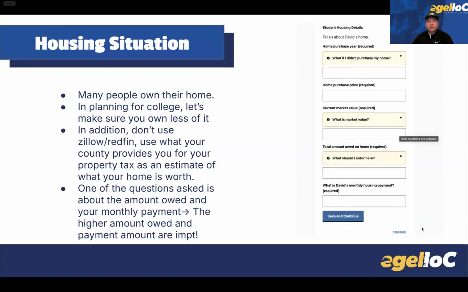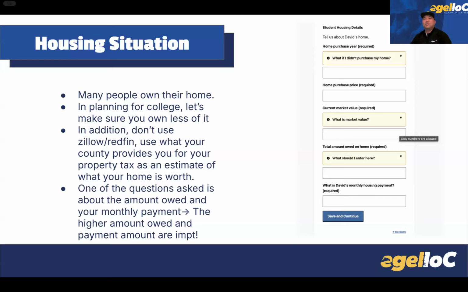Now, housing situation. One of the things that a lot of people get stuck in, especially California families, and especially if you own your own home, is this section on the housing. When I was first filling this out, I put in my real birthday, so they're asking about mine, but usually they'll ask about the parents. They're going to ask about the home purchase year, so you can put that honestly. The home purchase price, go ahead, put that honestly. The current market value. This is the question that screws up a lot of families.